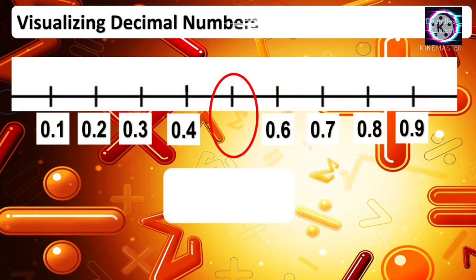How about for this one? We have the missing part in the number line. So we're just going to get the decimal number for this one. So for this one, we have 0.1, 0.2, 0.3, 0.4, blank, 0.6, 0.7, 0.8, and 0.9. So the missing part is 0.5.